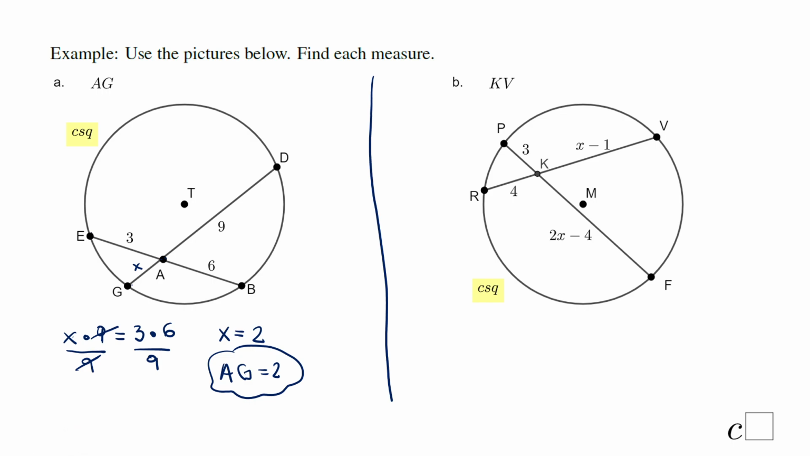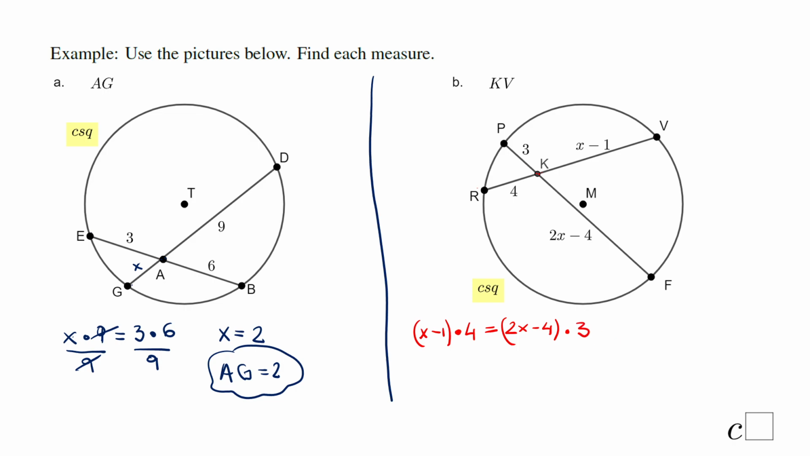Very similar for the second problem. The only difference, we have some expression, but it's the same way. I'm going to start with this one, KV, which is X minus 1. So I'm going to use the parentheses here. Times KR. So you see, you start from the point and you go to the circumference. And KR is 4, equals what? Let's do KF, which is 2x minus 4. Again, use parentheses. Times KP, which is 3.